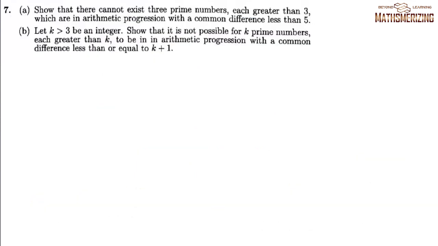Now question number 7 is, show that there cannot exist 3 prime numbers each greater than 3 which are in AP with a common difference less than 5. Now suppose these 3 numbers are a, a plus d, a plus 2d, where a is greater than 3 and d is less than 5. Now since all these 3 numbers are prime numbers greater than 3, they are odd numbers. And if they are odd numbers, that means their common difference must be an even number. So this d is an even number.